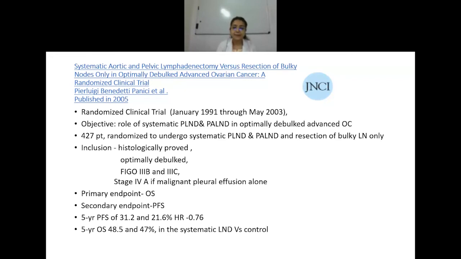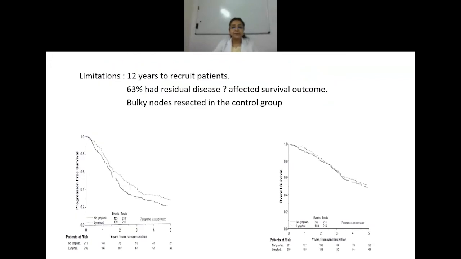if malignant pleural effusion alone was present in the patient. The primary endpoint studied was overall survival. Secondary endpoint was progression-free survival. The 5-year progression-free survival was 31 in the systematic lymphadenectomy group, whereas it was 21 in the control group, with a hazard ratio of 0.76. So it shows that it increases the progression-free survival. Whereas for overall survival, it was 48.5% in systematic lymphadenectomy and 47% in the control group. So there was no improvement in overall survival. These are the two graphs that show this.